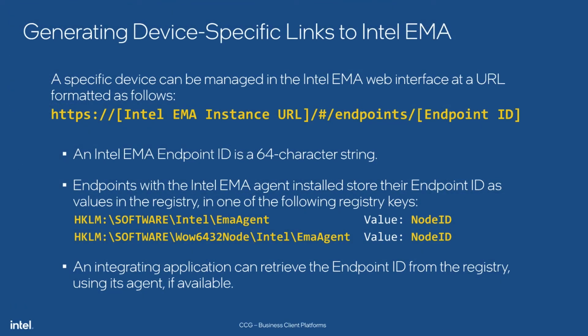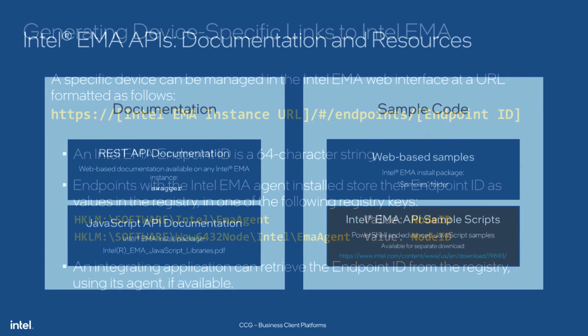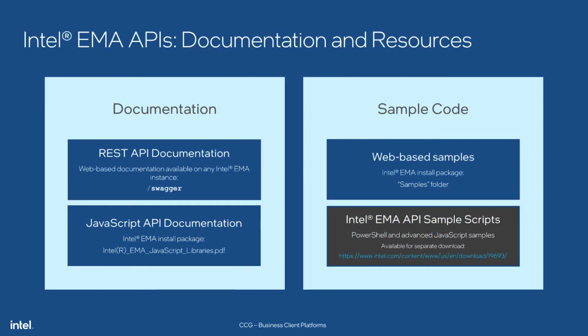With that, I'll wind down here with a few resources. If you're looking to implement the link-based approach, you may want to hit the pause button on this slide, which contains details on how to generate those links for each device managed by Intel EMA. And then, if you're looking to work with the APIs, you'll find resources, including Swagger online REST API documentation on any installed Intel EMA instance, as well as more resources in the Intel EMA install package, including paper documentation for the JavaScript APIs, and sample code for both the REST and JavaScript APIs.